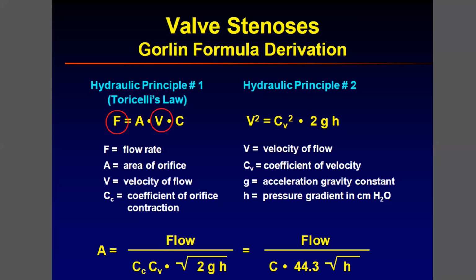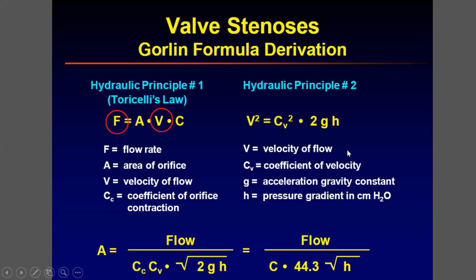But how do they do this during the time of catheterization? So it was actually derived by someone called Richard Gorlin. He looked at the mean gradient of the aorta and the mean gradient of the left ventricular outflow tract, and he derived this equation that area is equal to flow divided by the coefficient of velocity times 44.3 times the square root of the mean gradient. So this is the Gorlin equation.